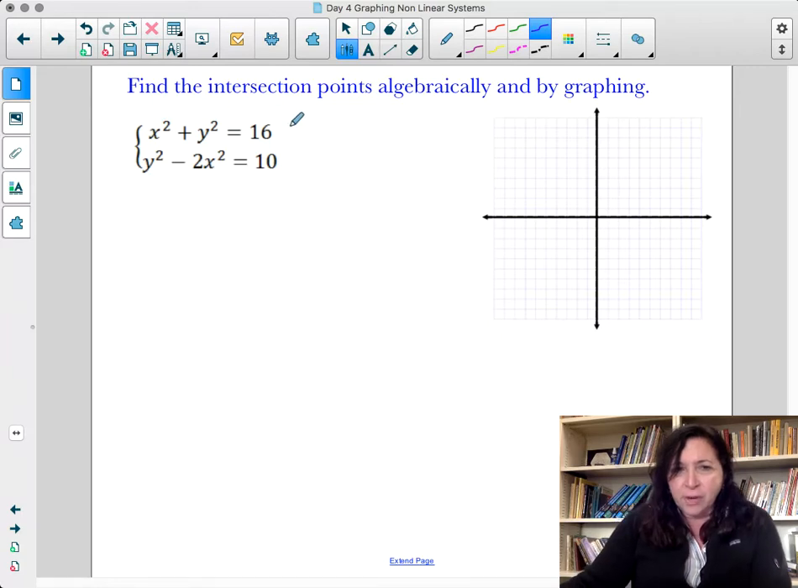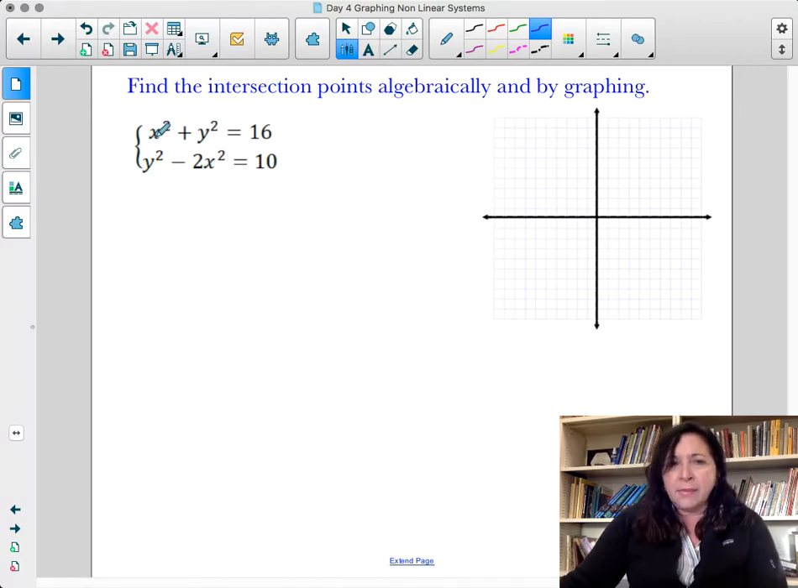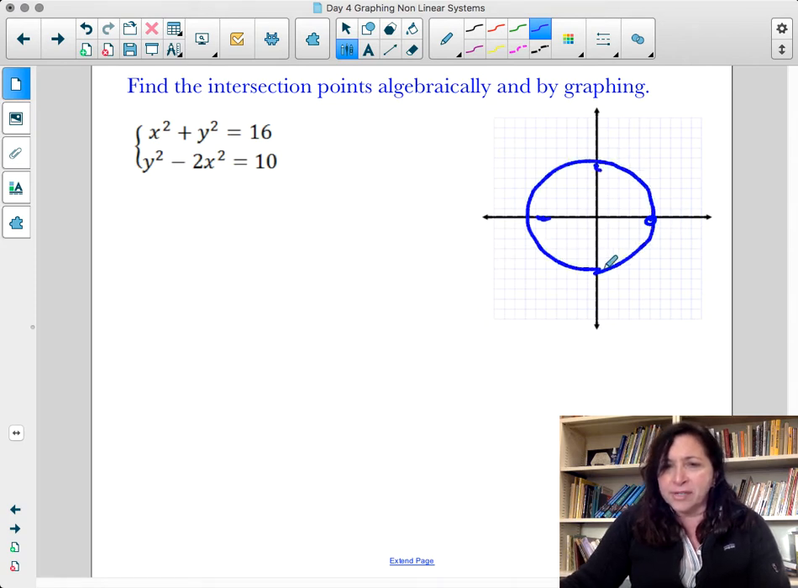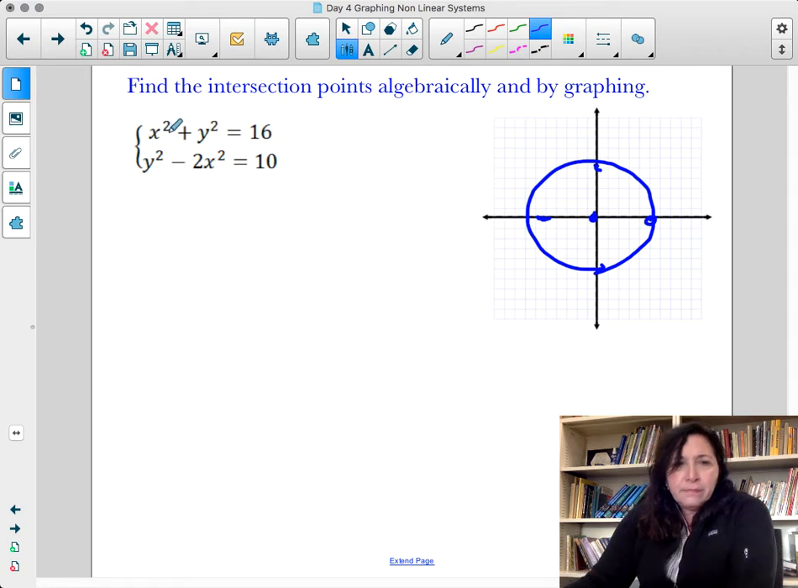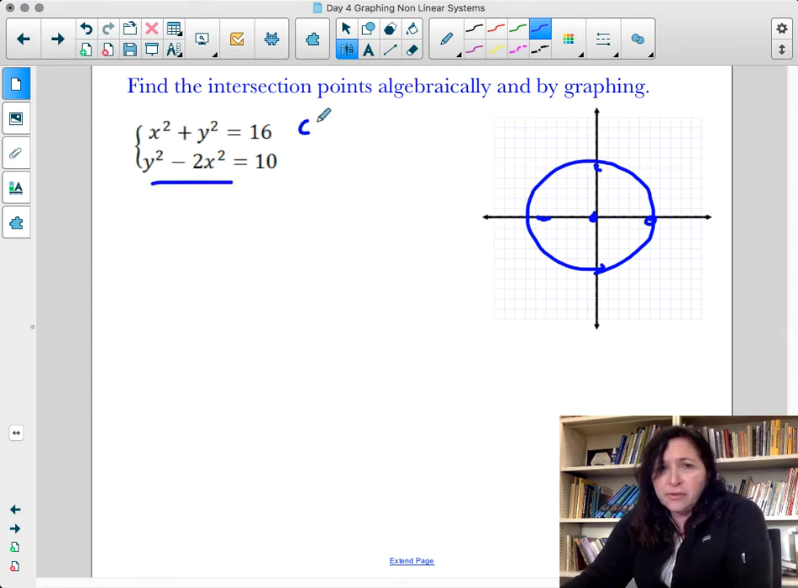So the first equation here is a circle. See the x squared plus y squared. So I know I'm going to go 4 to the right, 4 to the left, 4 up, 4 down. I didn't complete the square, so my center is at (0, 0). This equation, though, is a hyperbola. This is a circle, and this is a hyperbola.